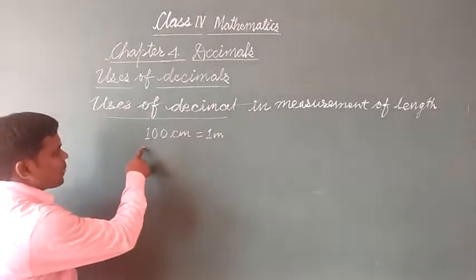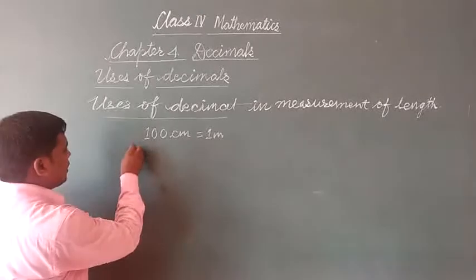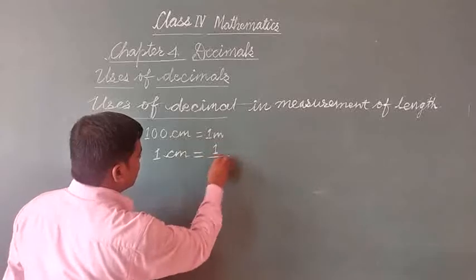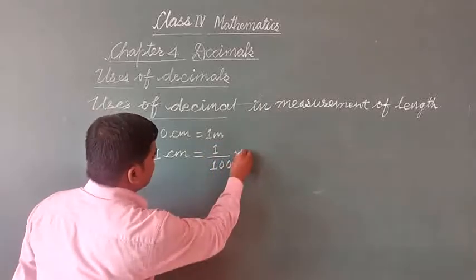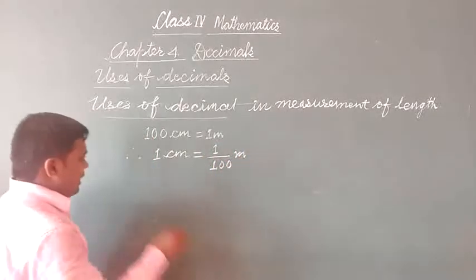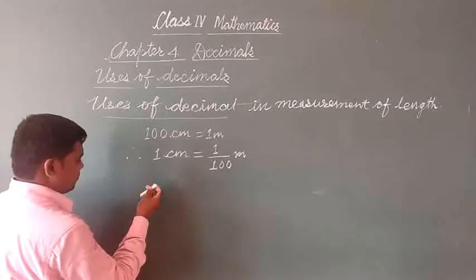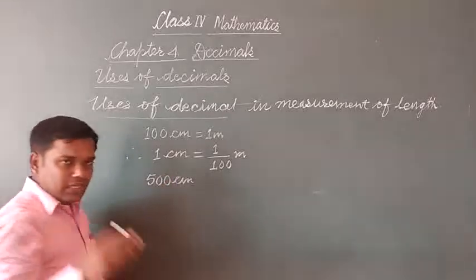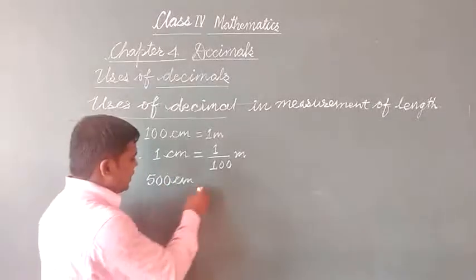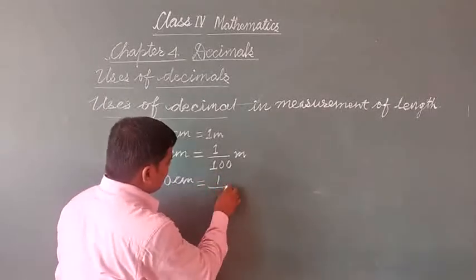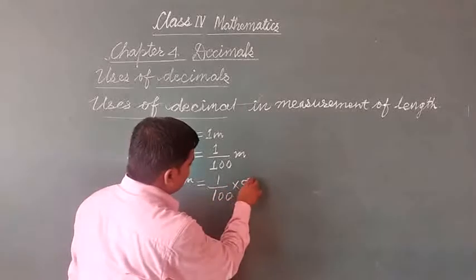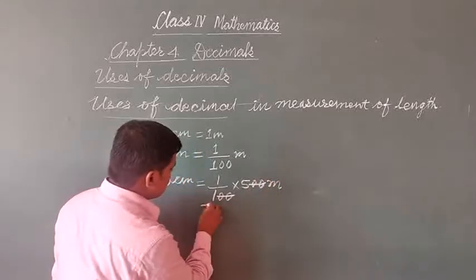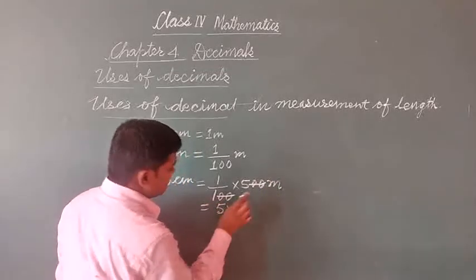For example, 100 centimeter equal to 1 meter, therefore 1 centimeter is equal to 1 by 100 meter. Then if we have to calculate 500 centimeter is equal to how many meter, then we write from here 1 by 100 multiplied by 500 meter. From 100 cancel, it will be 5 meter.